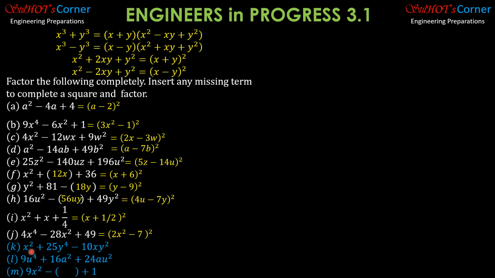This is a perfect square trinomial. This is for your part. 25y⁴ is a perfect square. Show that the answer, the complete factored form, is (x − 5y²)². For this part, show that it is (3u² + 4a)², and show that the missing term here is 6x, and show that the factored form is (3x − 1)².